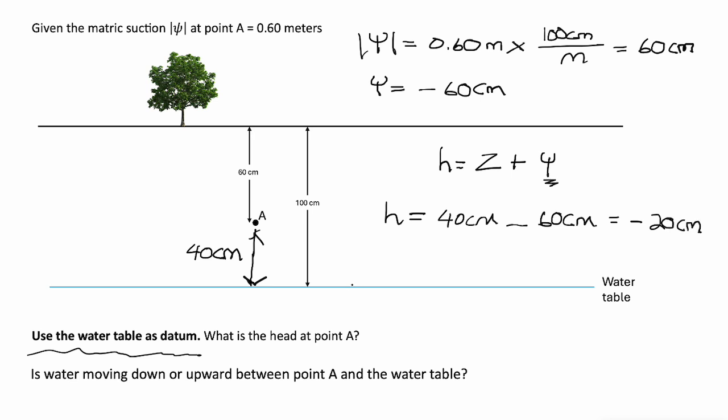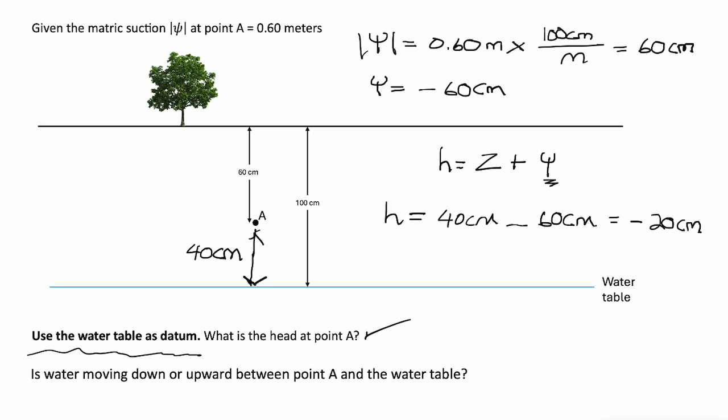Okay, so there's the first thing. What is the head at point A? It's equal to negative 20 centimeters. And the next question is: is water moving up or down between point A and the water table? Now, when you get a problem like this, it's basically a Darcy's Law problem where you're going to use the reality of Darcy's Law, that is, that groundwater is going to flow from high head to low head. So whenever you have a problem where you have to determine the direction of flow, you need to know the head at two different points.